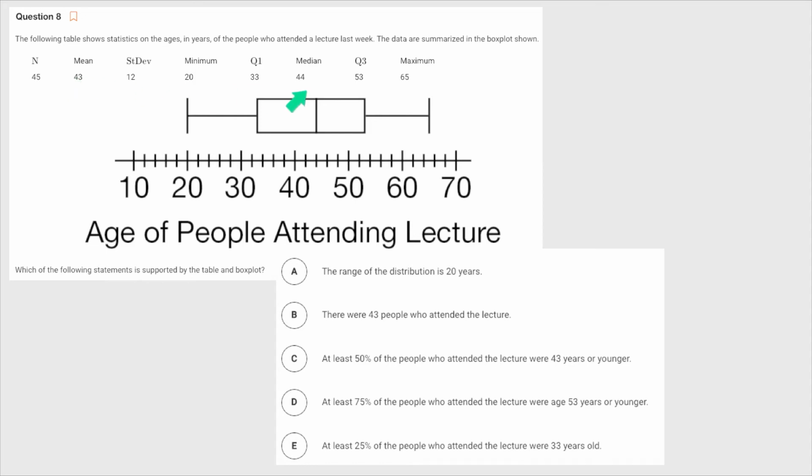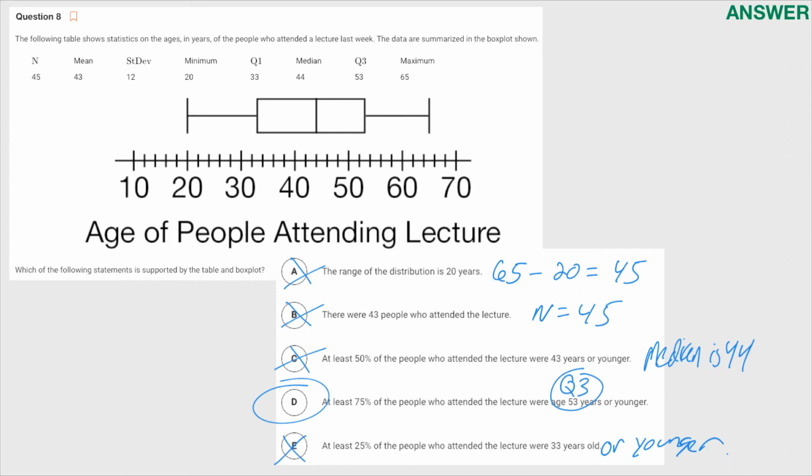Next one gives you summary statistics and a box plot and asks you about properties. So in this case, looking at the vocabulary, range is max minus min, 45, that's not correct. Sample size, 43, no, the output says the sample size was 45, so that's not correct. At least 50% of the people who attended the lecture were 43 or younger. The median is 44, not 43, so that one's out.